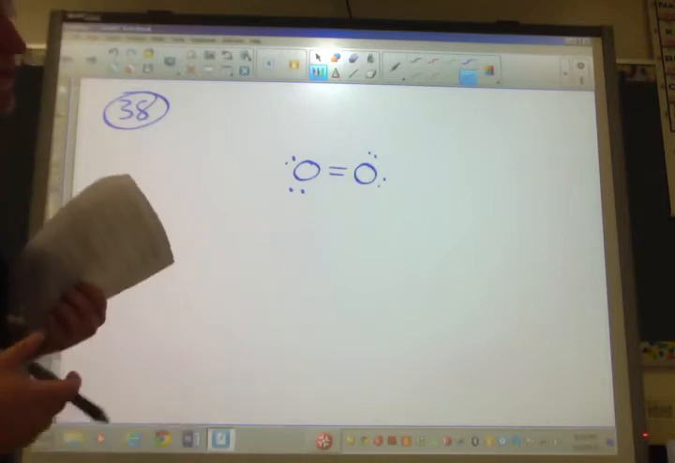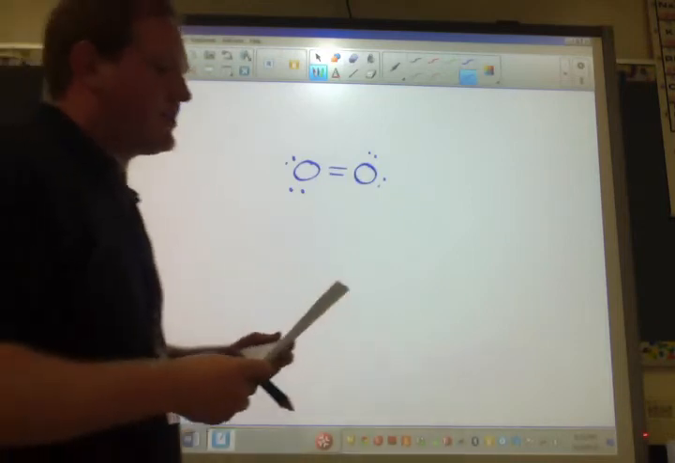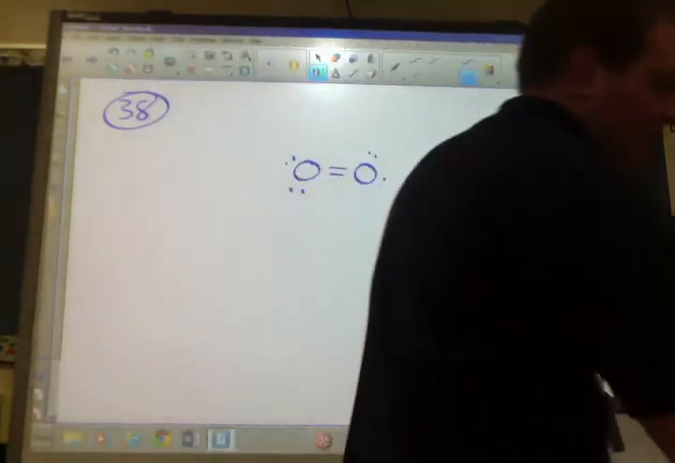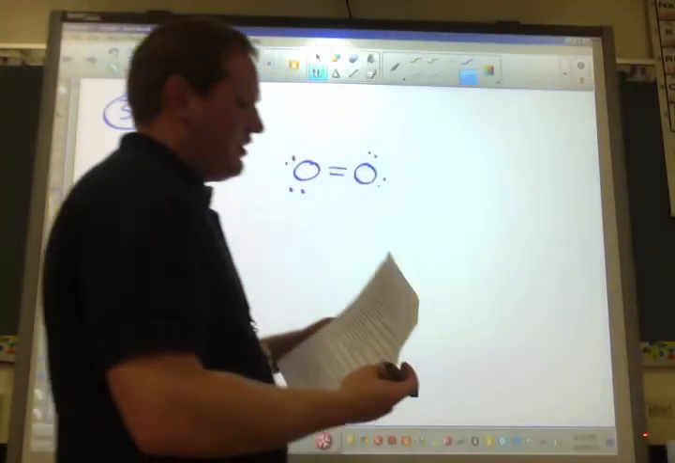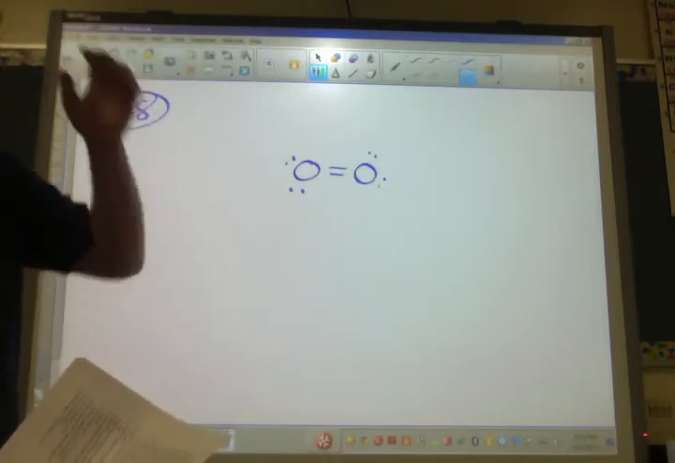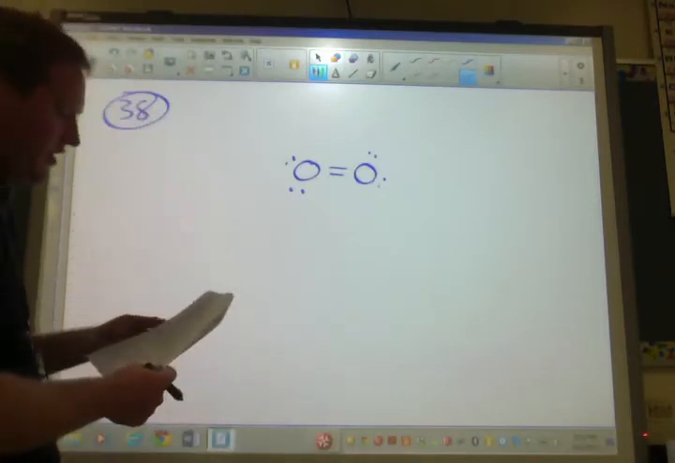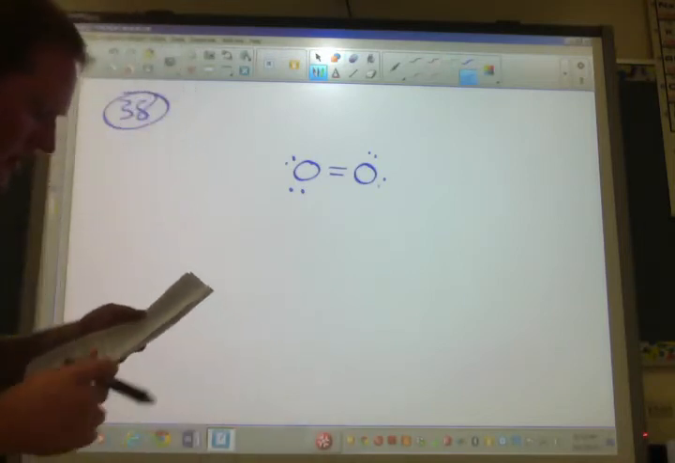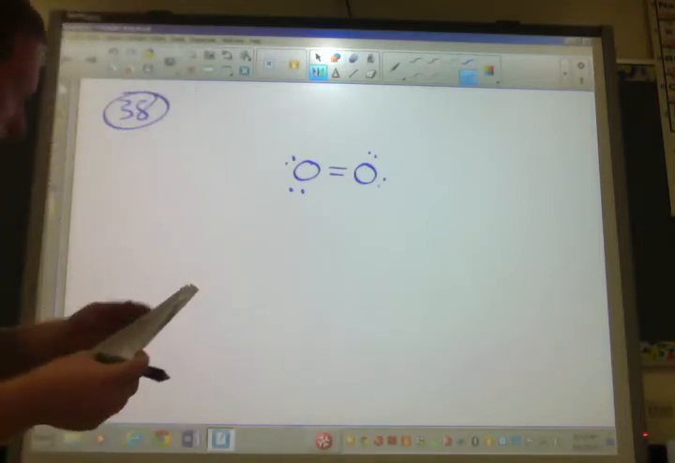There are also examples where the difference is so similar that we treat it as if it's nonpolar. And you can actually look up the electronegativity. The actual definition is 0 to 0.4 is what we consider to be nonpolar. Next, 39.